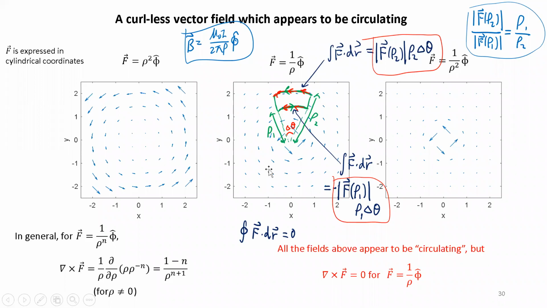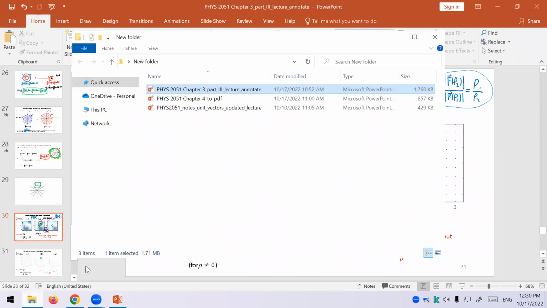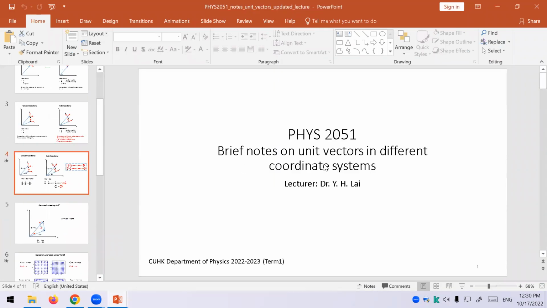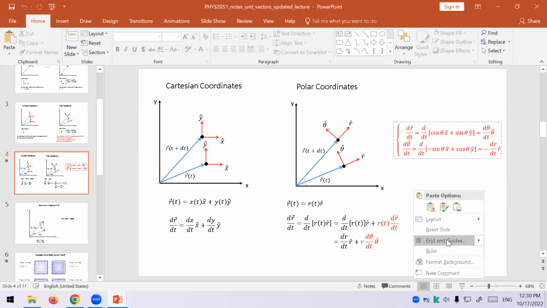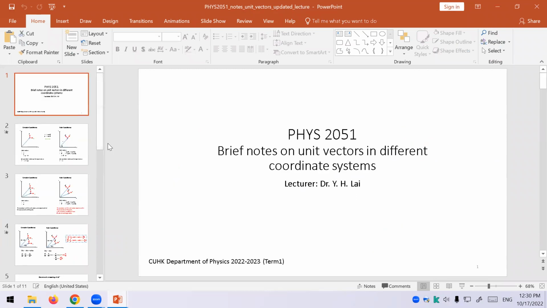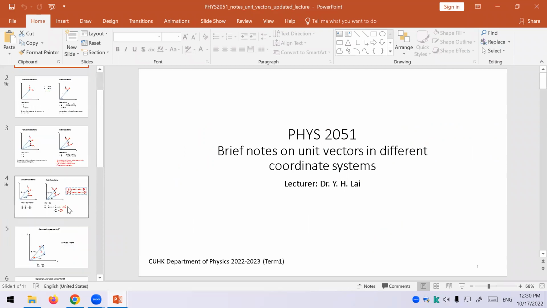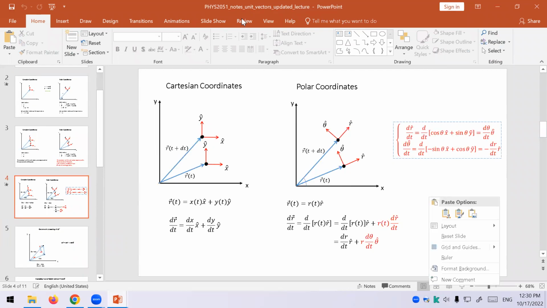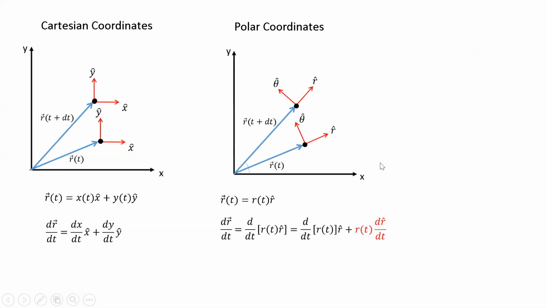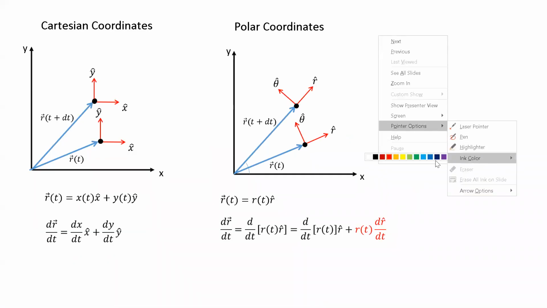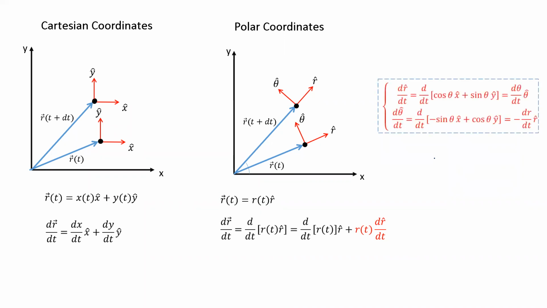Okay, so at this point, I will end this chapter. Actually, let me mention one more thing. I made a typo in one of the previous lecture note sets, the brief notes on the different coordinate systems. Let me change it here. It will be d theta dt, not dr dt. That was a typo.